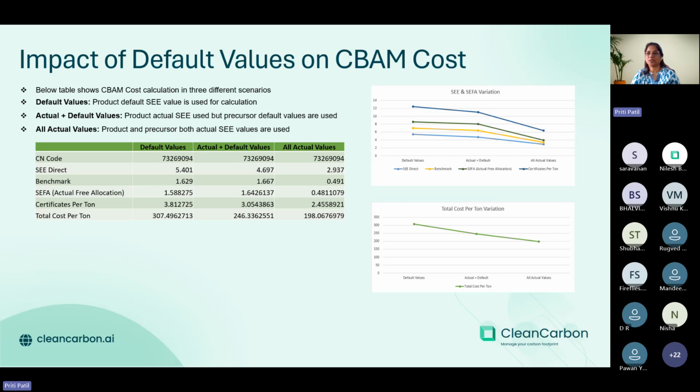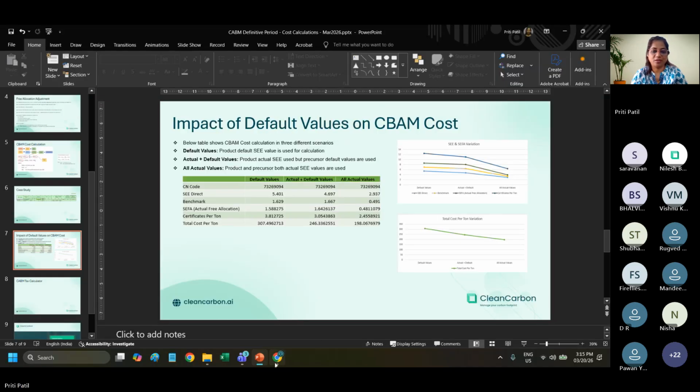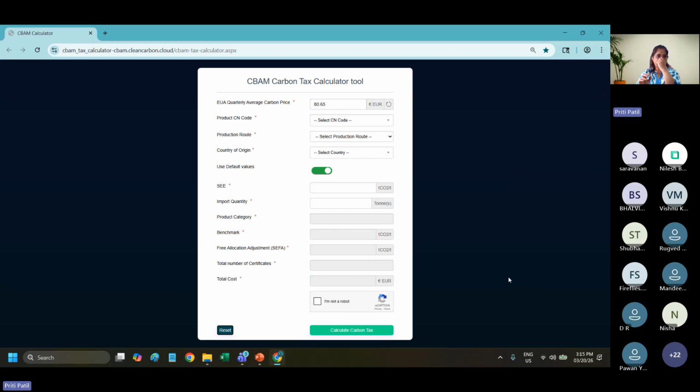So for this webinar's purpose, I'm going to show you how we have developed a simple calculator that can help you understand instantly what your cost is based upon different scenarios. So let's see the demo of that CBAM tax calculator.